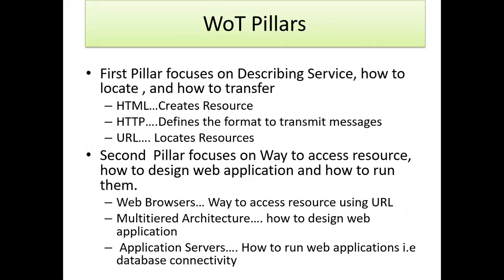So we have seen what the WoT pillars consist of. We have two pillars. The first pillar focuses on describing the service, how to locate it and how to transfer it. HTML is used to create the resource, HTTP is used to define the format to transmit the messages, and URL is to locate the resources. The second pillar focuses on how to access the resources, or how to design web applications and how to run them. Through the URL, we locate the resources, and through web browsers, we access those resources. Then multi-tier architecture means how to design web applications through that architecture. Then application servers show how to run web applications, that is your database connectivity.